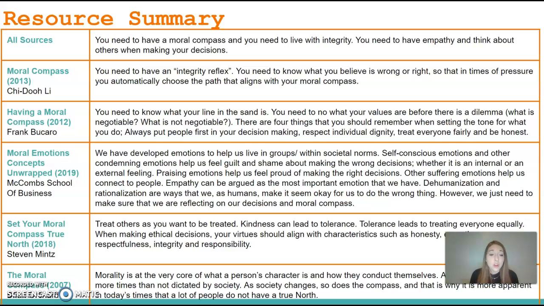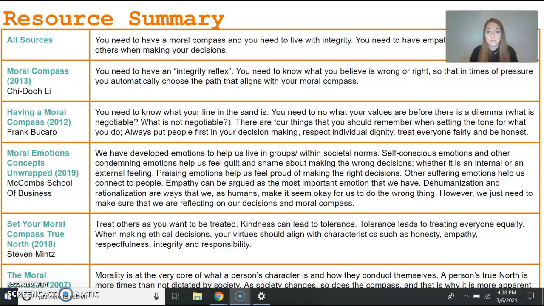Lastly, the last article, or the second article but the last source, was The Moral Compass. This went into morality being at the very center of a person's character, and how we conduct ourselves. A person's true north is more times than not dictated by society. So this article also touched on the same principles as Set Your Moral Compass True North.